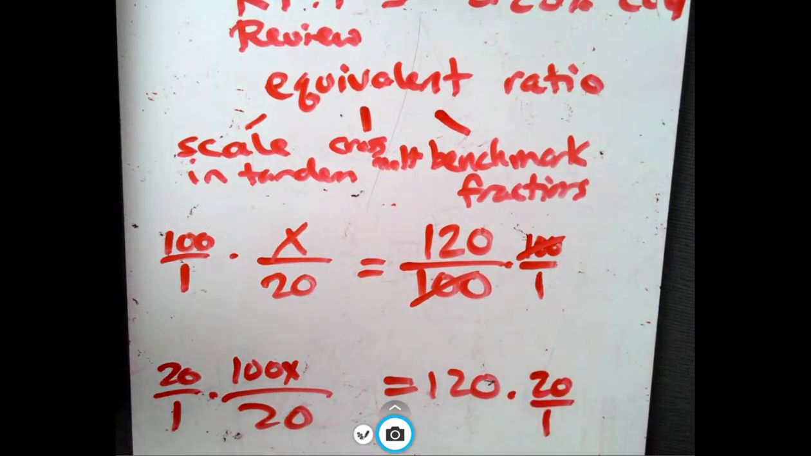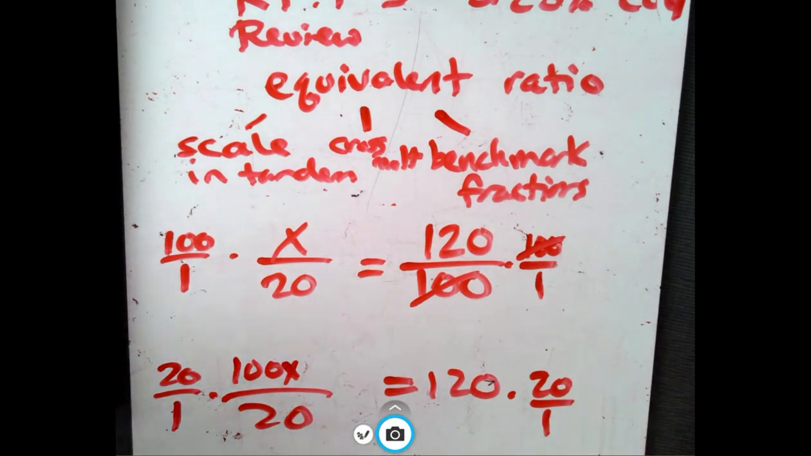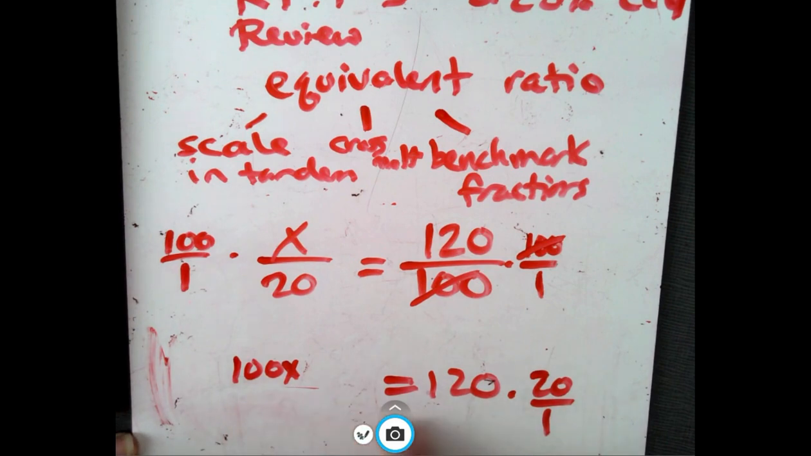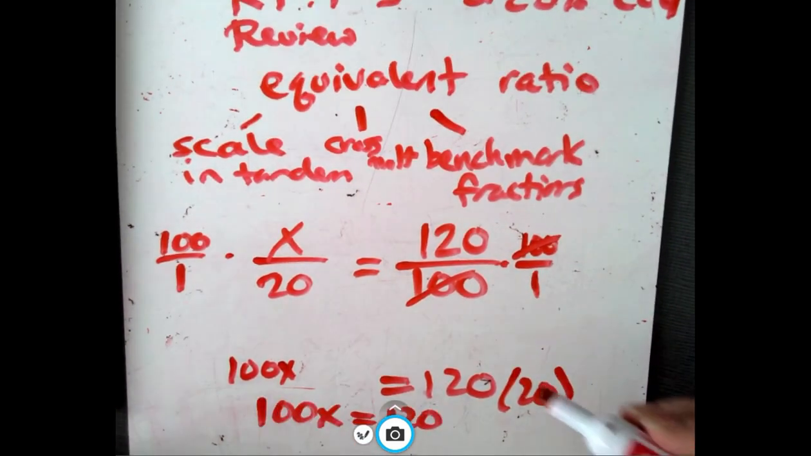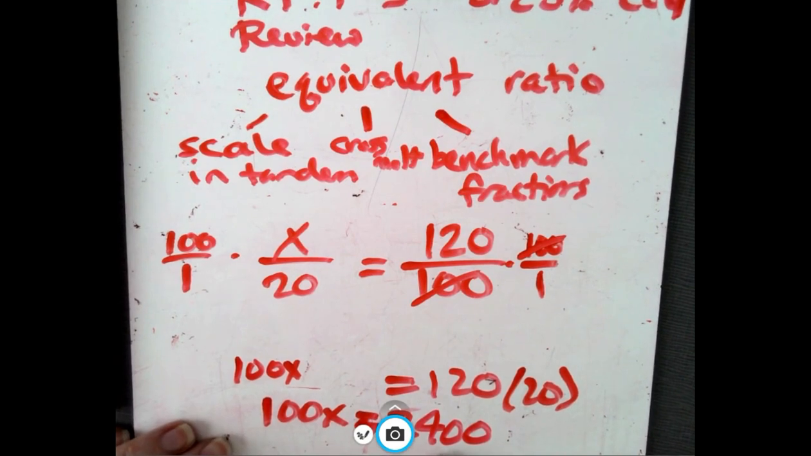Now I'm putting the 1 there just so you can see that these cancel each other out, because 100 divided by 100 is 1, right? So we get rid of those. Same thing, 20 cancels out, which gives me 100x. So now if I simplify this, I've got 100x equals 120 times 20. So what is that, 2400? I think that's right. Doing this in my head. So I've got 100x equals 2400.